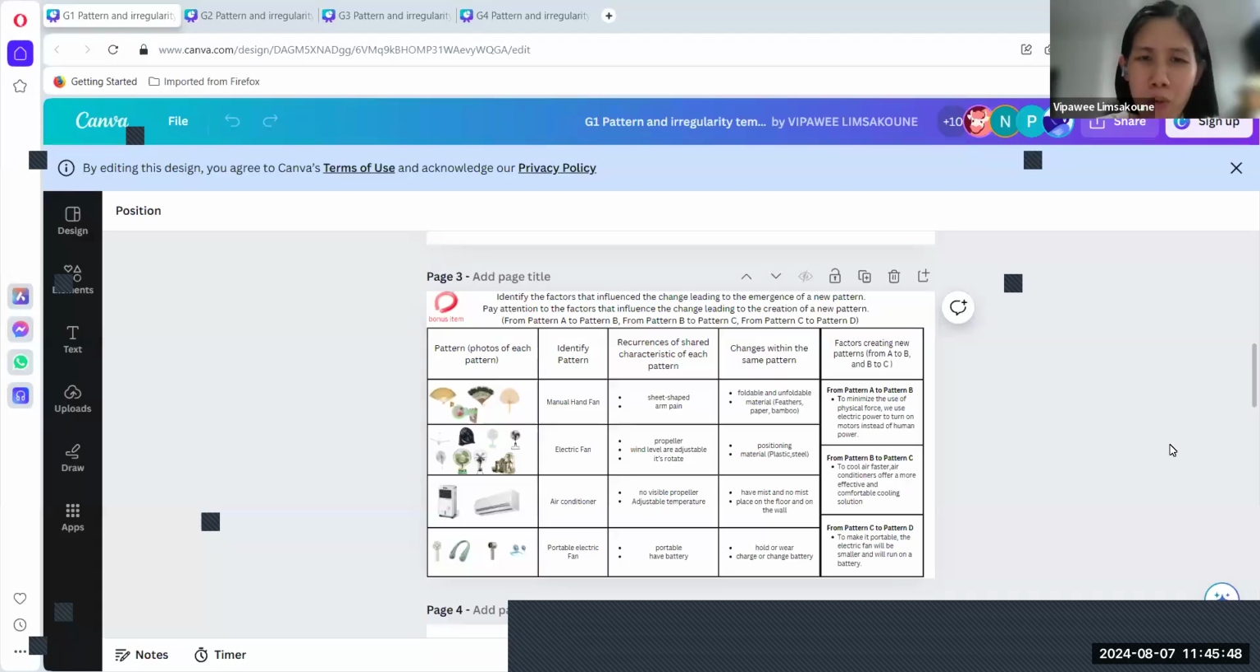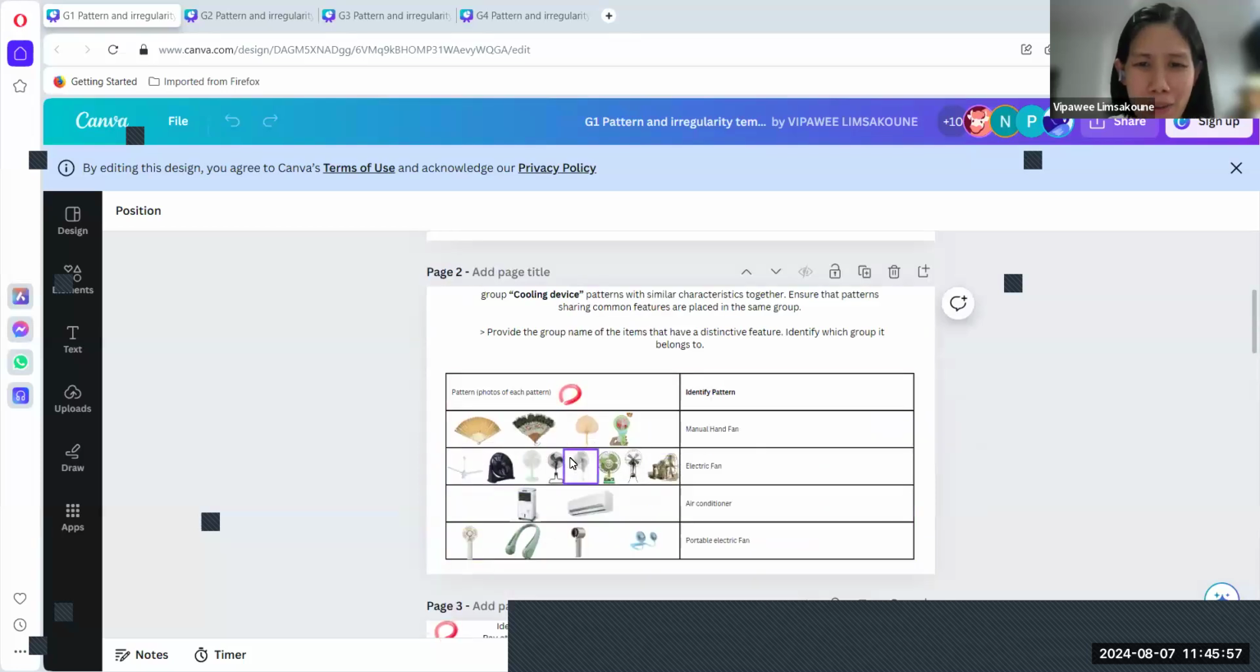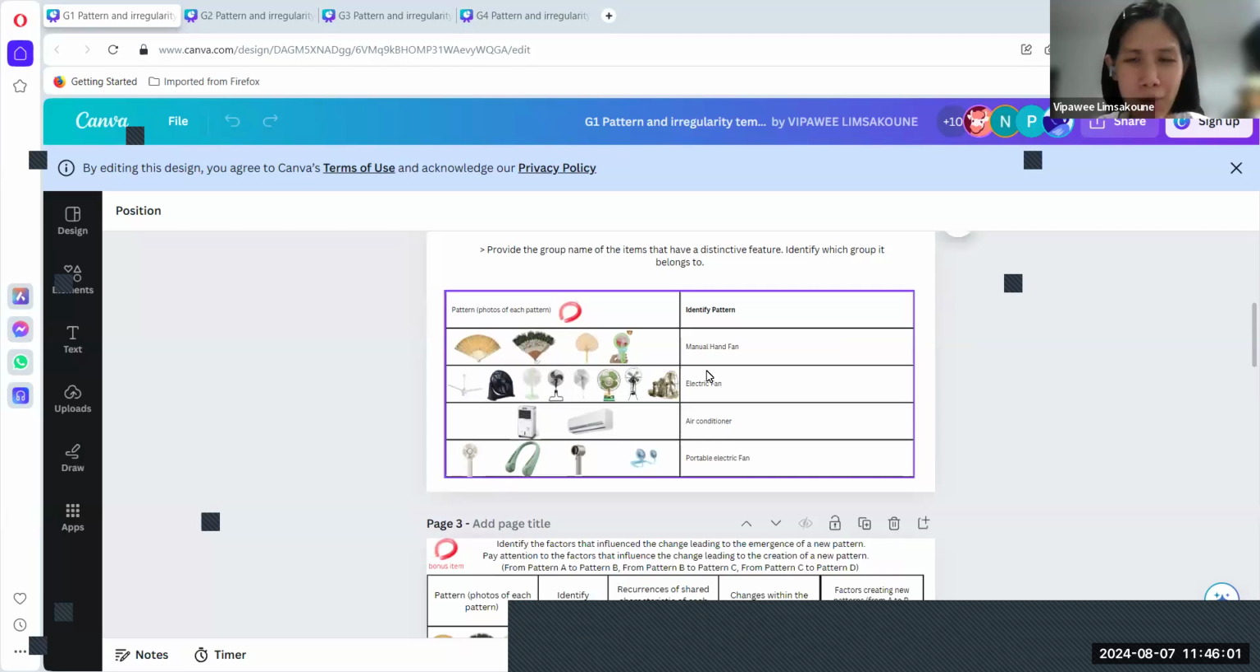For the members of group 1, regarding pattern and irregularity, they decided to work on cooling devices. They found different pictures of cooling devices and separated them into 4 patterns. Pattern 1 is the manual hand fan. The second one is the electric fan. The third is the air conditioner. And the fourth is the portable electric fan.